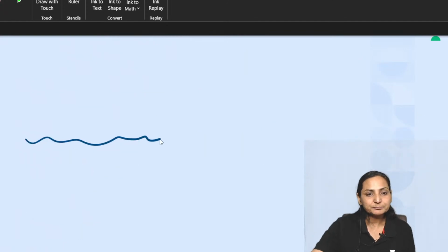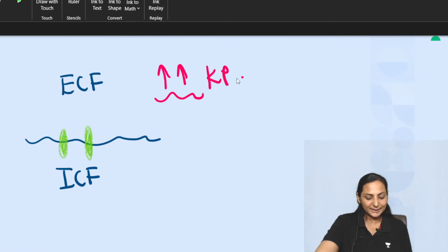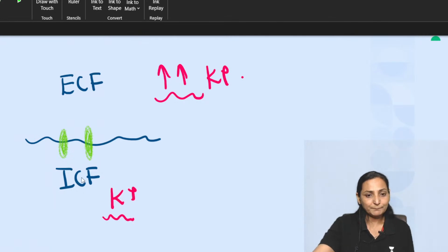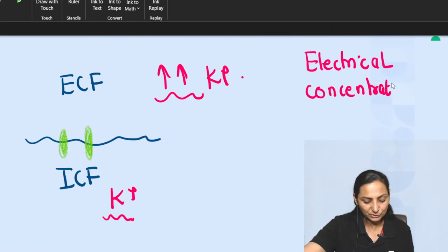Now this is my ECF and this is my ICF, and definitely I've got lots of leaky channels over here. So there are lots of leaky channels for potassium. Now what we've done, we've increased the potassium concentration. There is hyperkalemia, and I increase the potassium concentration outside. Movement of the potassium is always through these leaky channels. It will be either because of an electrical gradient, or because of a concentration gradient.